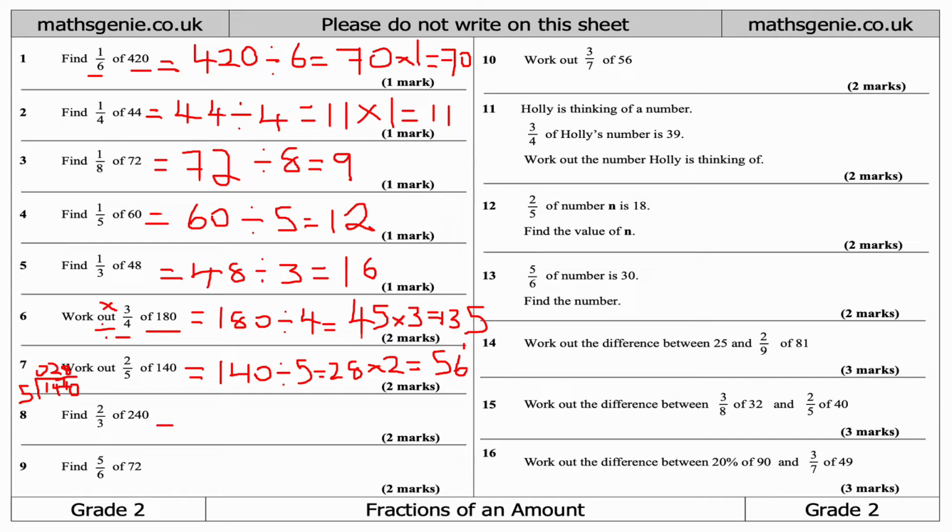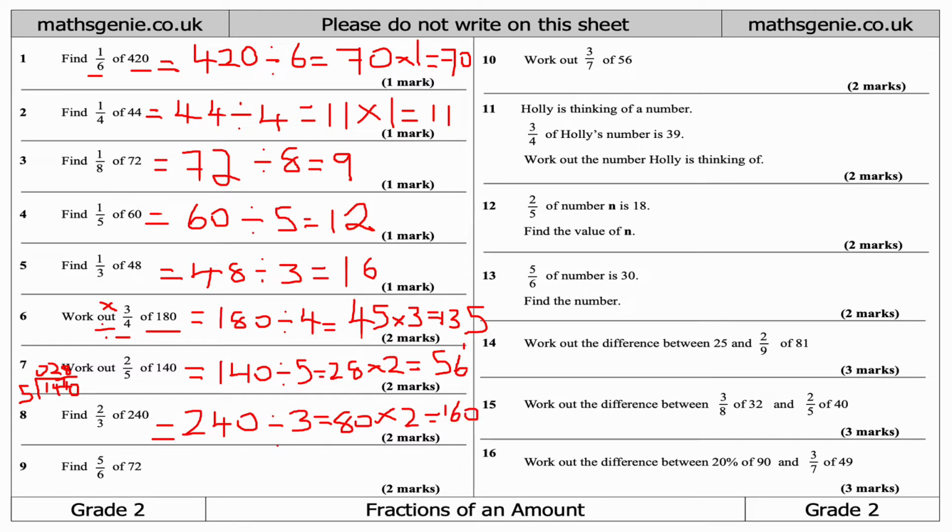This is question number 8. Find 2/3 of 240. So again, divide by the bottom, times by the top. So 240 divided by 3 is going to be 80, and then 80 times 2 is 160, guys.